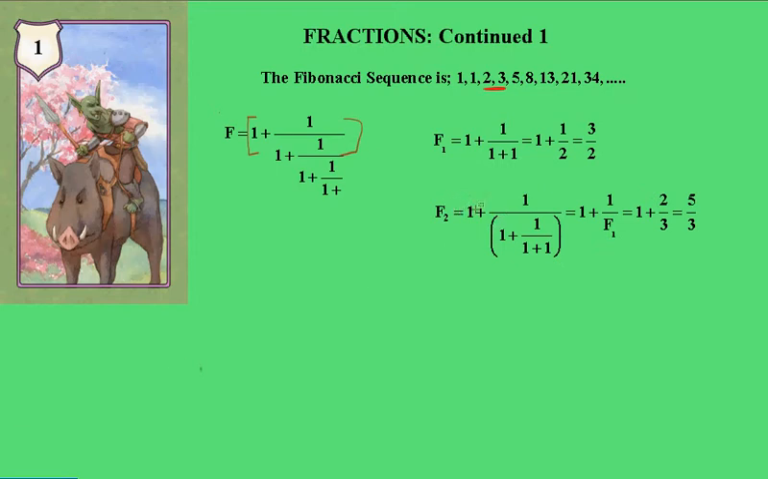Now continuing on, f2 is 1 plus 1 over 1 plus 1 over 1 plus 1. And of course this 1 plus 1 over 1 plus 1 is f1. So we can replace that with just f1. So f2 is simply 1 plus 1 over f1. Now 1 over f1 is the reciprocal of 3 over 2, which is 2 over 3. And this becomes now, as an improper fraction, 5 over 3. Let's go back to our Fibonacci sequence now, and we can see that's 5 over 3. Alright?